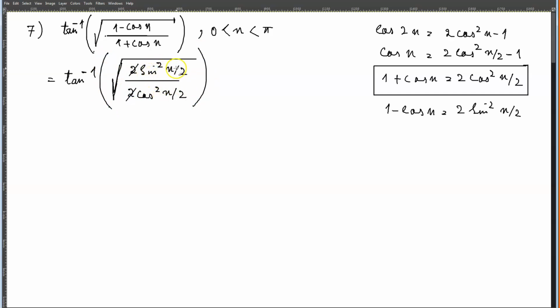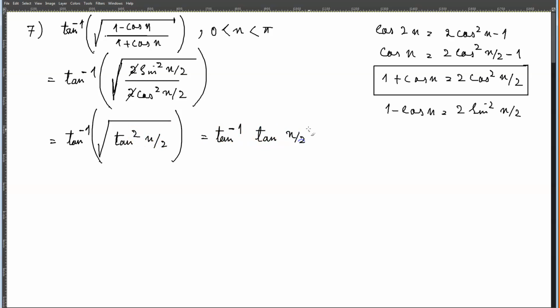Now sine squared x divided by 2 over cos squared x divided by 2 is tan squared x divided by 2, so that is equal to tan inverse of the square root of tan squared x divided by 2, which gives you basically tan inverse of tan of x divided by 2, which is the same thing as x divided by 2, right? So that is basically the answer here.